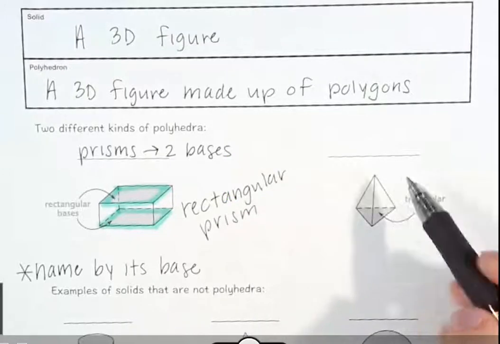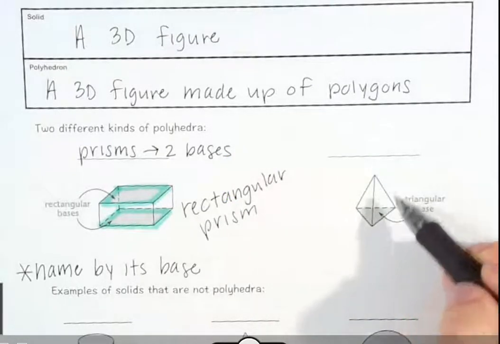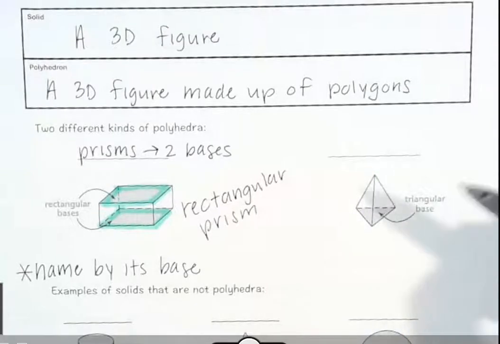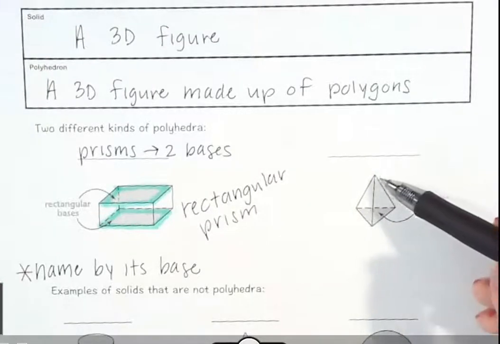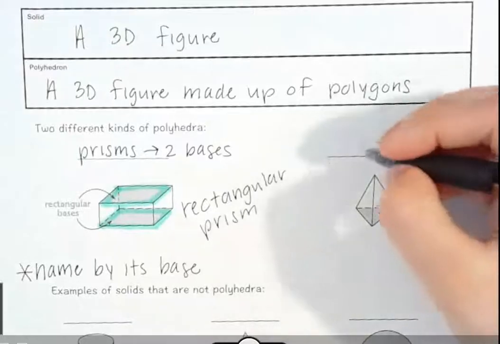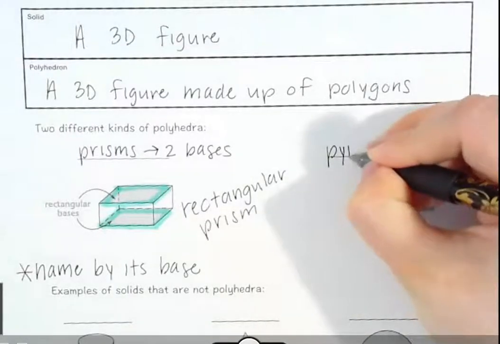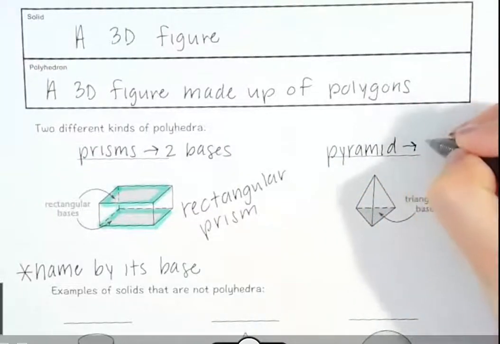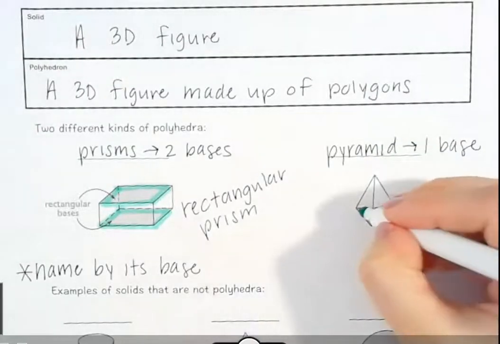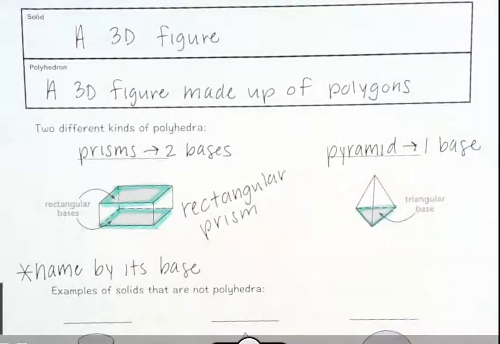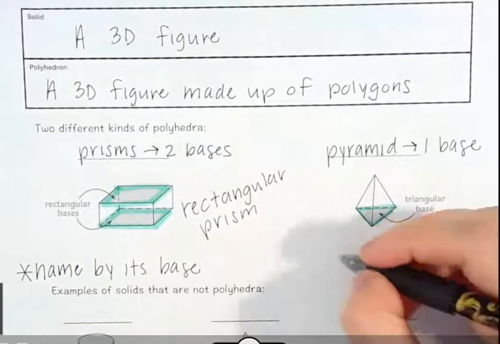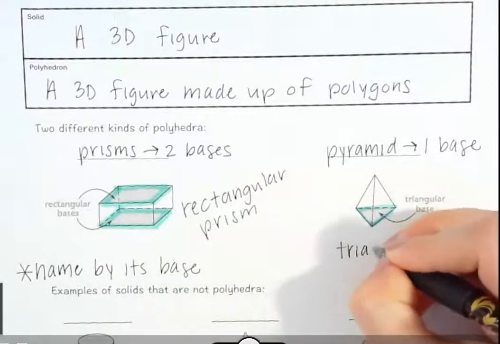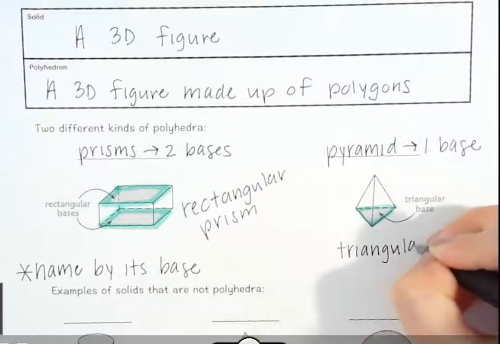Our second type is when we just have one base, and then the other part comes to a point. I'm thinking of Egypt, right? These are called pyramids. So this would be a pyramid, and it only has one base. If I wanted to outline that, do you agree that the shaded base down there is a triangle? So I would call this solid a triangular pyramid.